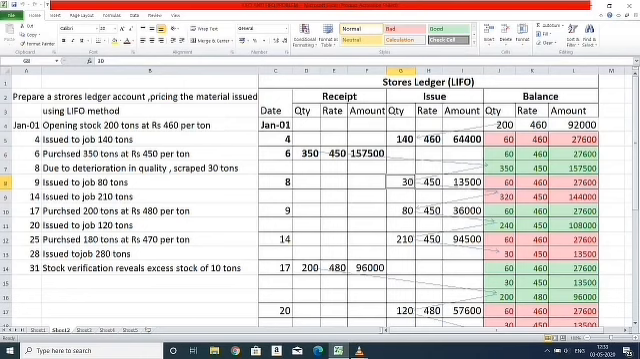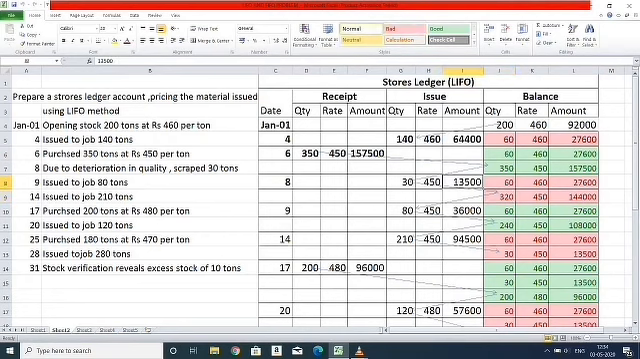That 350 is now in our balance column. We have two lots in our balance column, 60 from our opening stock and 350 from our first purchase lot. From that 350 we are going to issue this 30. So from 350 we issued 30, and it reduced to 320. We issue 30 at its rate 450, then amount comes to 13,500.